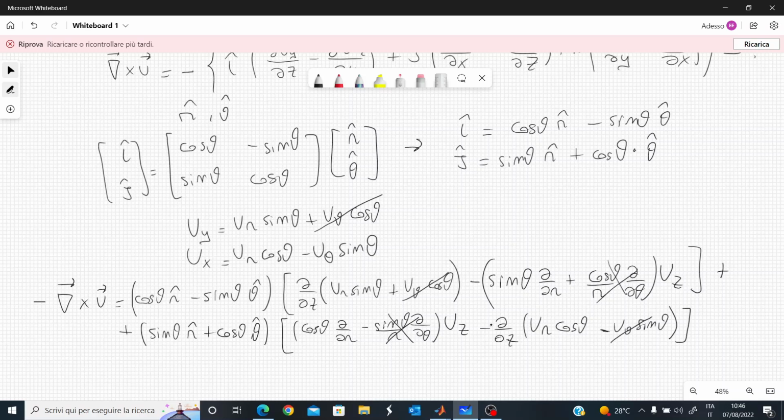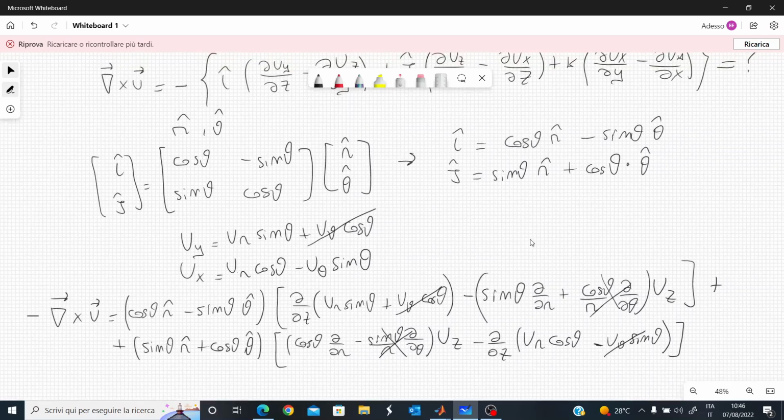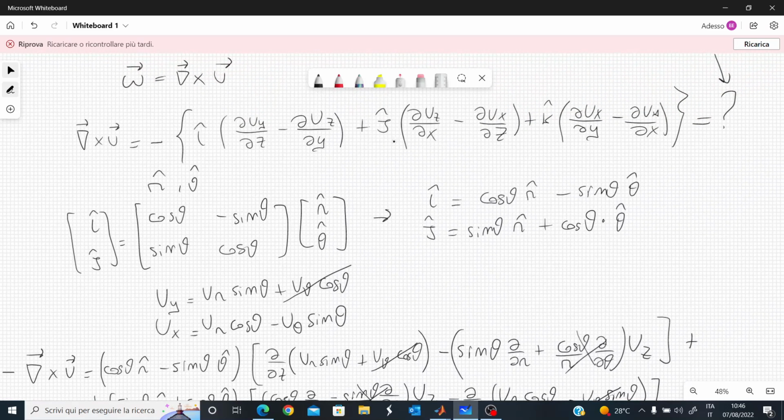So I have simply inserted the formulas for d over dx and ux here, because uz and d over dz do not change.